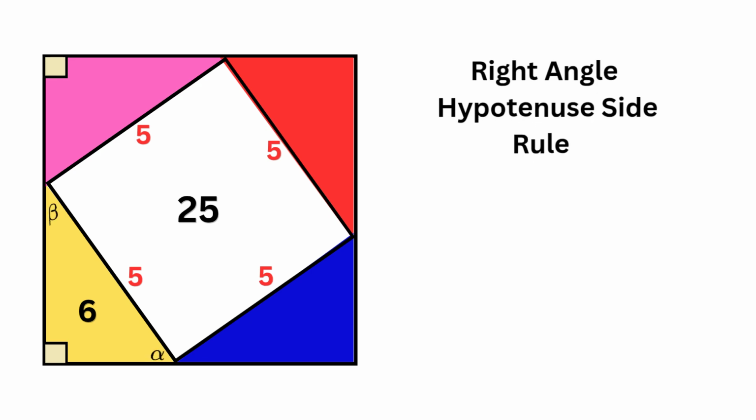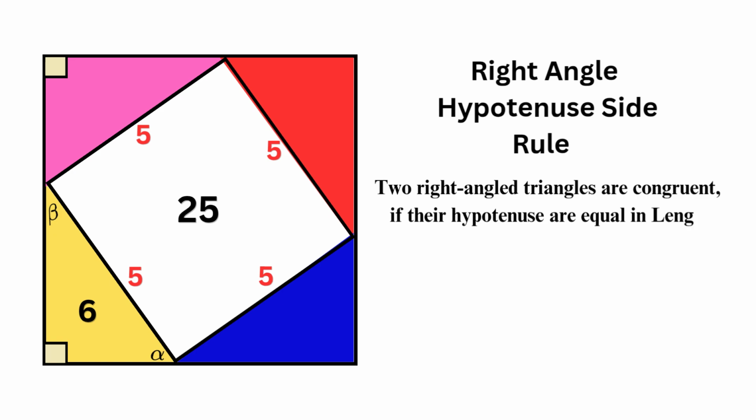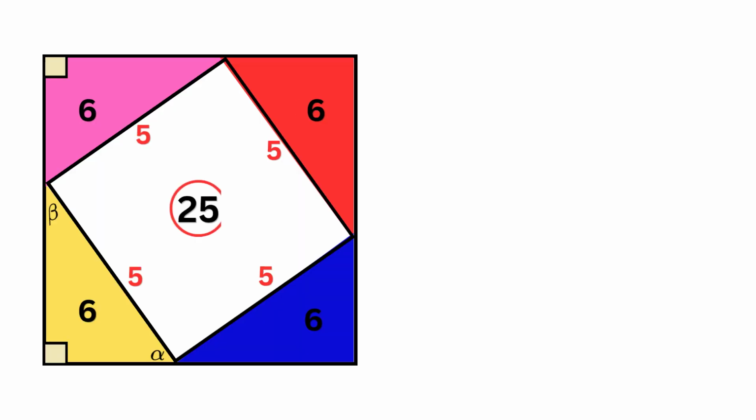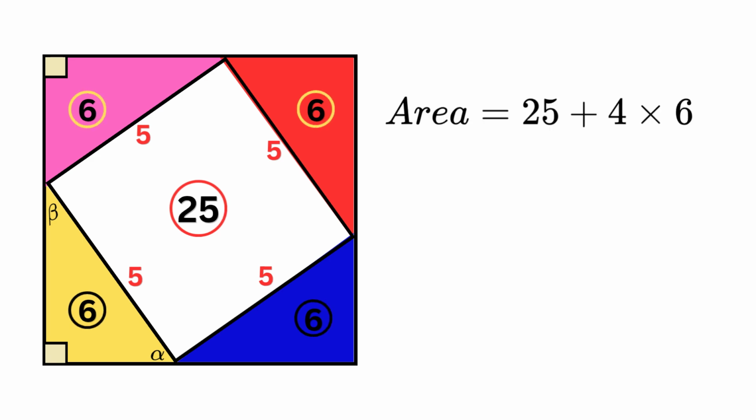This rule states that 2 right-angled triangles are congruent if their hypotenuses are equal in length and one corresponding side is equal in length. Therefore, every triangle has an area of 6 units. Let's find out the big square area. Its area is just the inner square plus all 4 triangles' areas. That's 25 plus 4 times 6, which gives us 49 units.